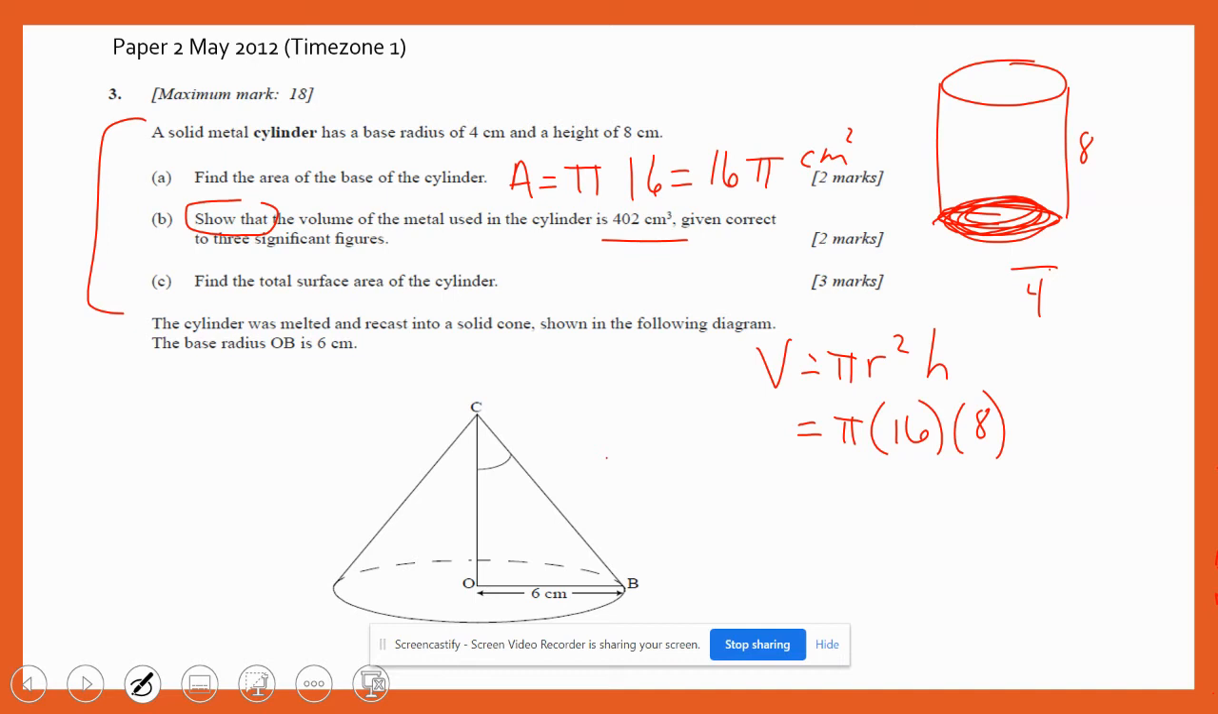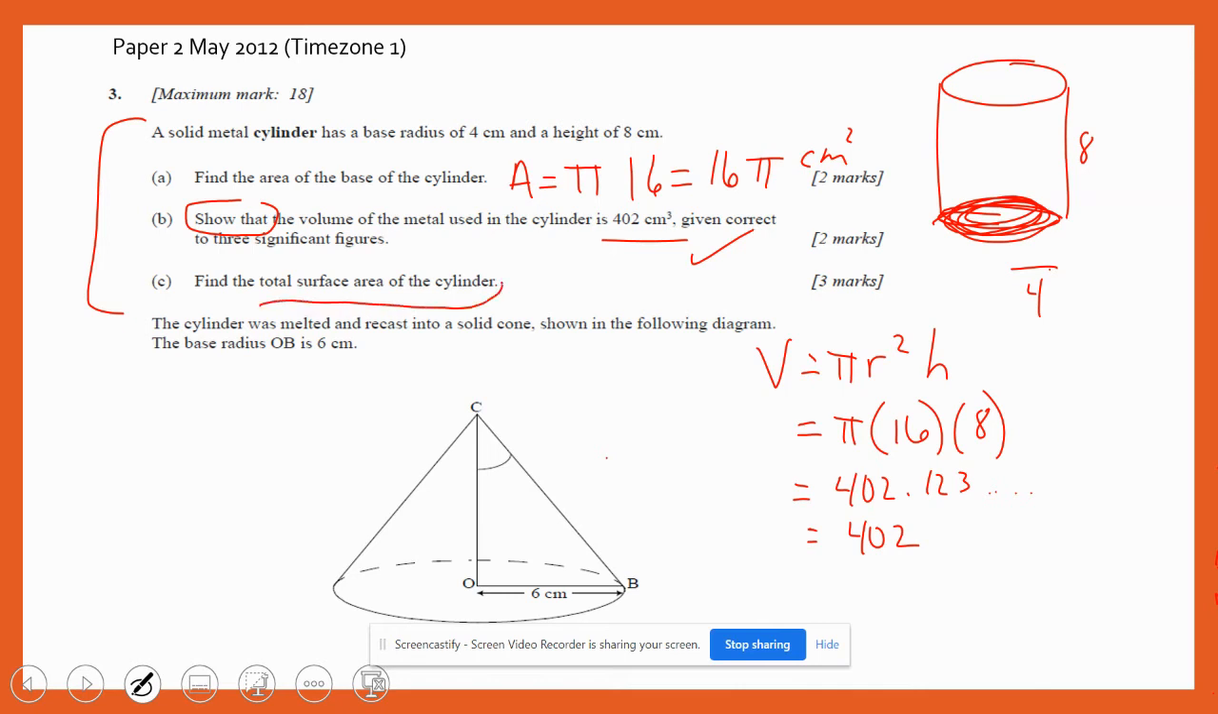So 8 times 16 times pi is 402.123, which is 402. That way we've verified, we've shown that. The reason they do that is to see if you know what you're talking about, and also later on in the problem, if you didn't get this one right, you can still use that answer.